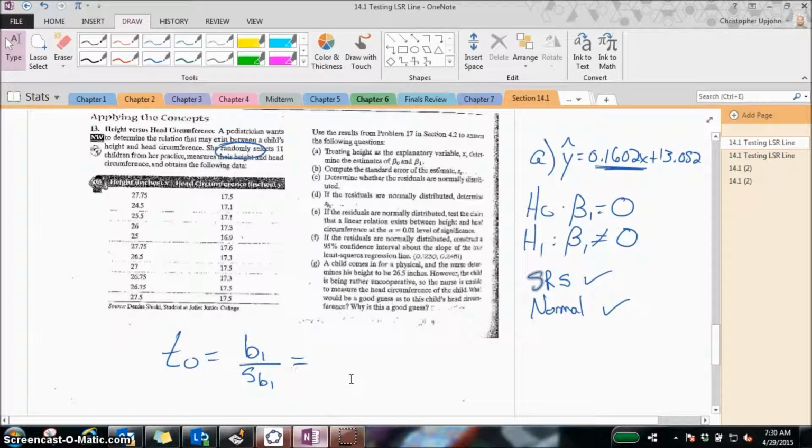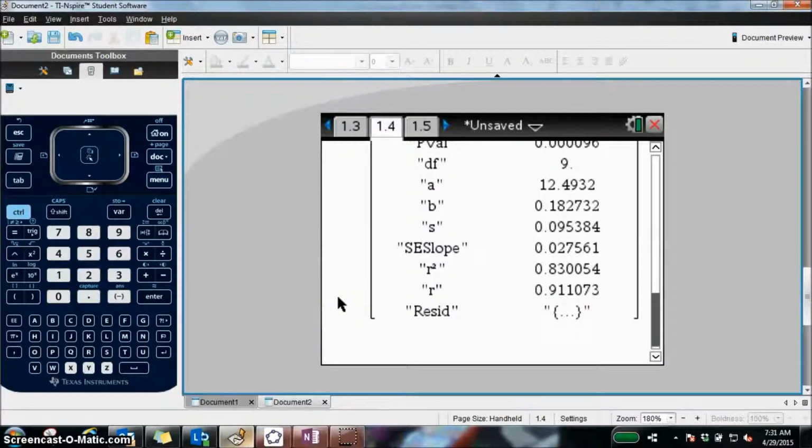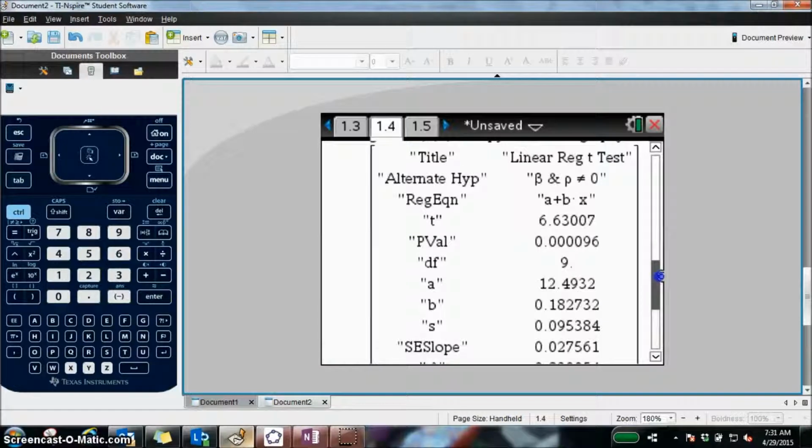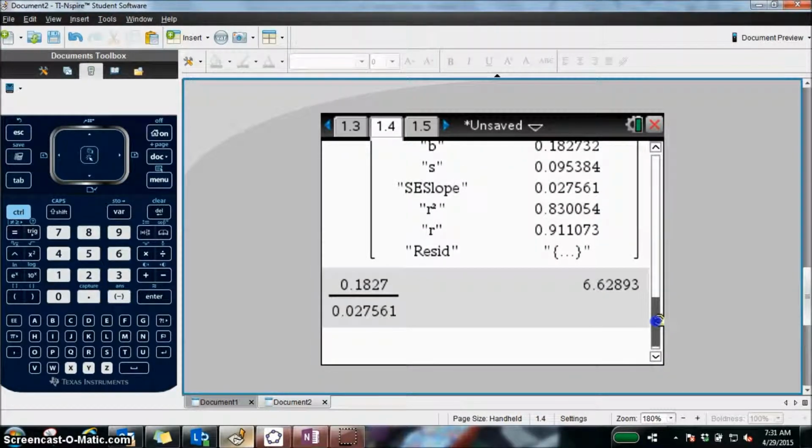So let's see if we can see where all that comes from. Our B1 was 0.1827 divided by the standard error, SB1, which it says is the standard error of the slope, 0.02756. If we go back to our calculator and divide those two, 0.1827 divided by 0.027561, that is exactly what our T-score is, a little bit off because of rounding.